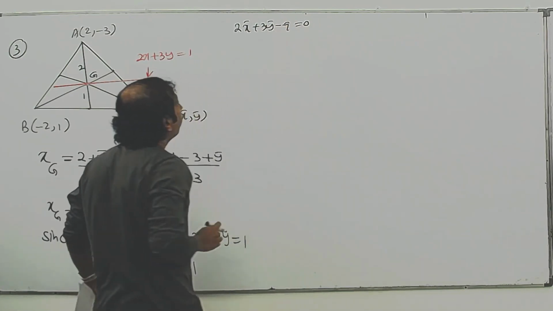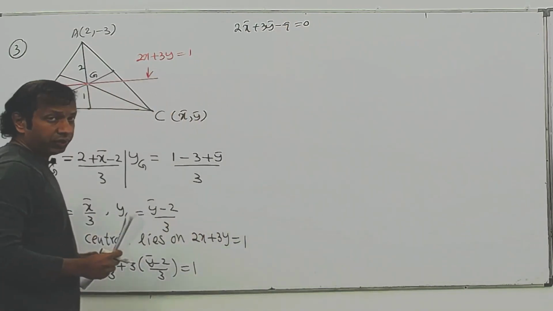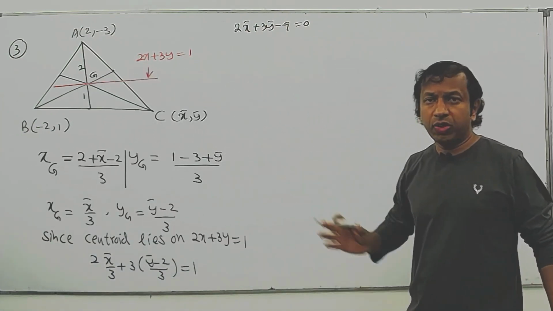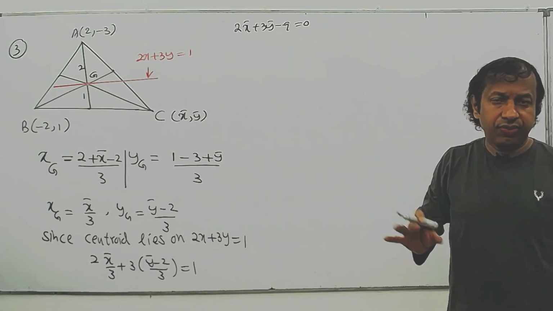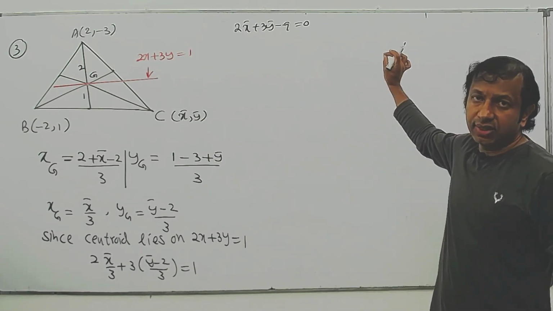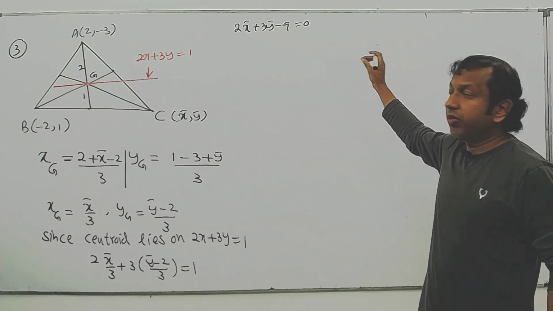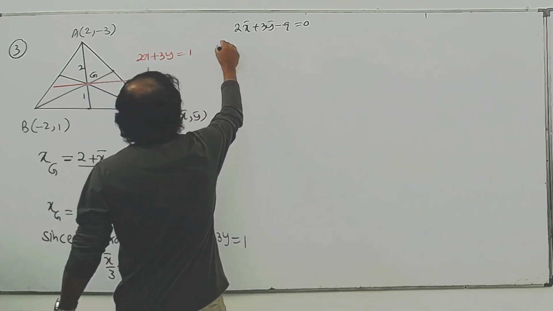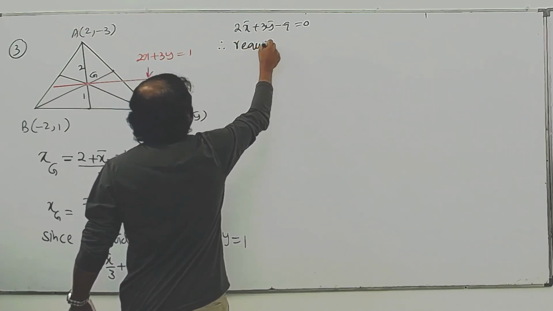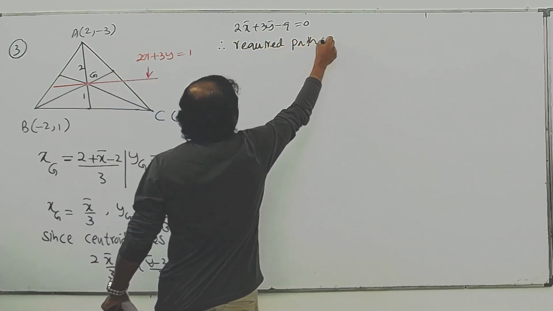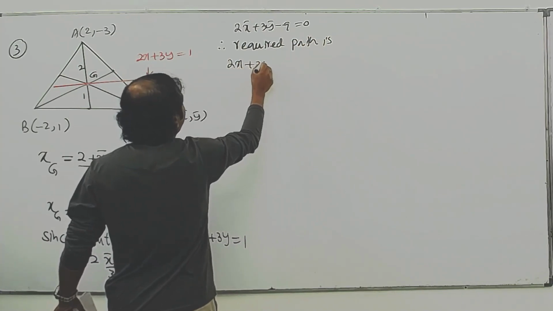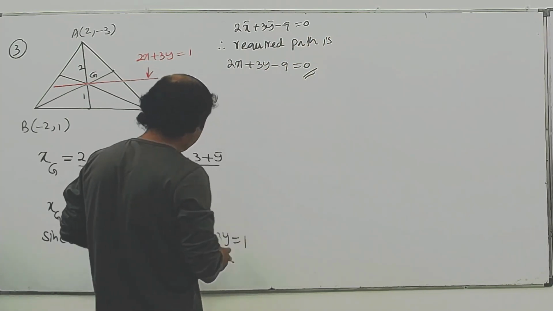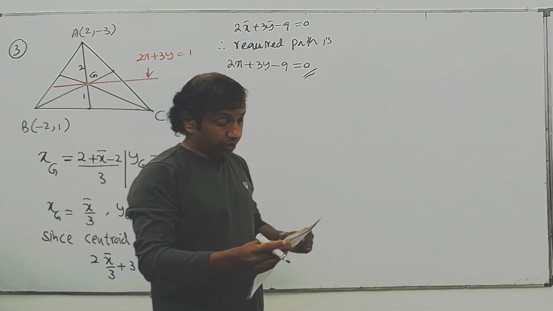Okay. People, now when we write an equation of a path, usually we don't put x bar, y bar. We write in terms of x and y. So therefore, we must write the last sentence: therefore the required path, without x bar, y bar, in x and y we write, is 2x + 3y - 9 = 0. So this is the required path. Question number 3 is that.